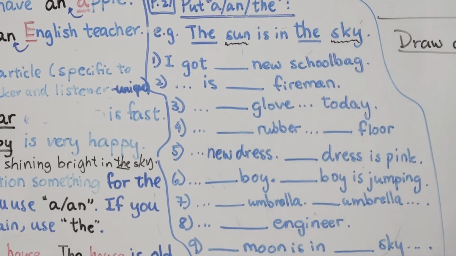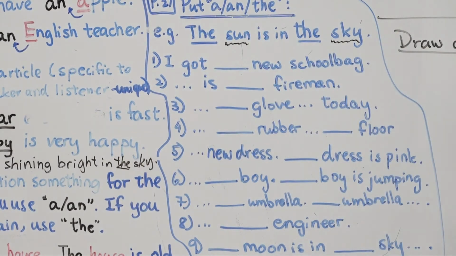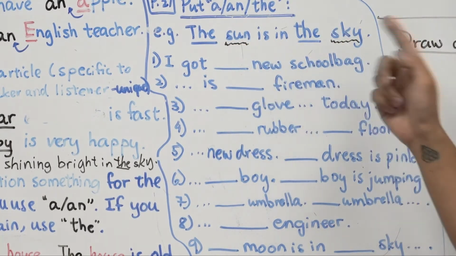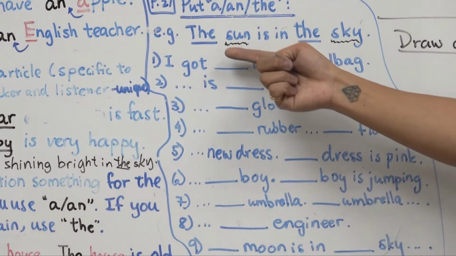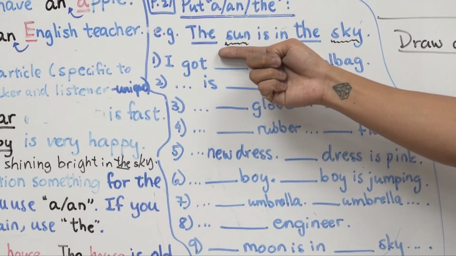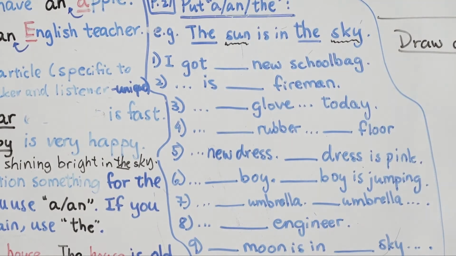And the sky, we only have one sky above us, right? It circles all around our planet. So that is just one same sky. So that's why we use the instead of a. We cannot say a sun in a sky, right? It's the sun in the sky. This is a unique noun, right? We all know the sun and we only have one sun. We all know the sky and we only have one sky.